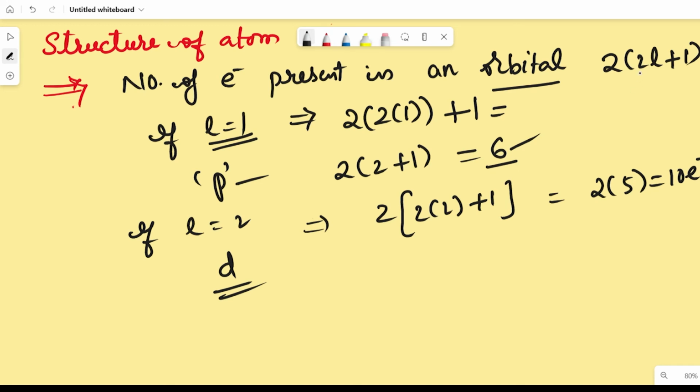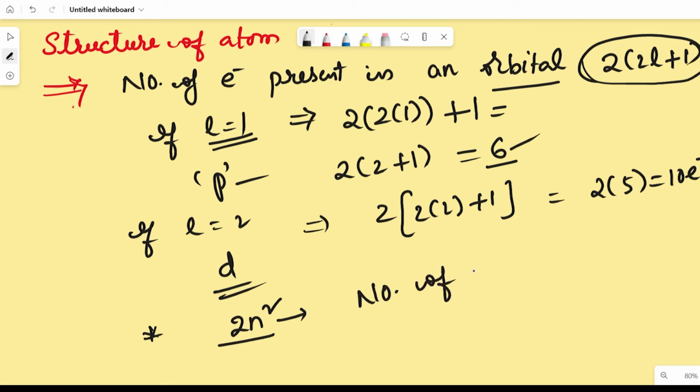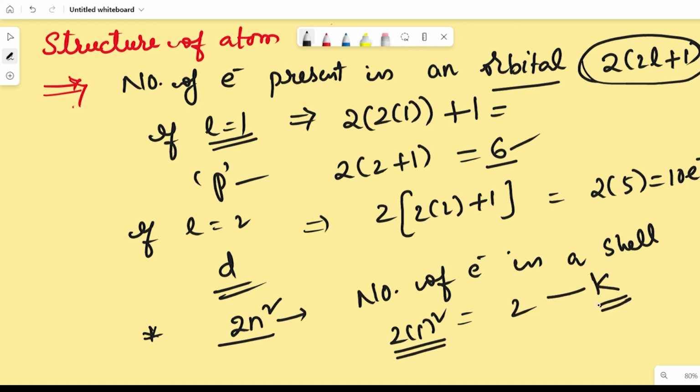So this is one formula, of course a shortcut. One more point: 2n square. This is useful for the number of electrons in a shell. The number of electrons in a shell means 2 into 1 square, so 2. Here 1 means the first shell, the K shell, and in the K shell the maximum number of electrons is 2. For 2 into 2 square, that is 8, which means the L shell. So all these are useful for solving maths problems.